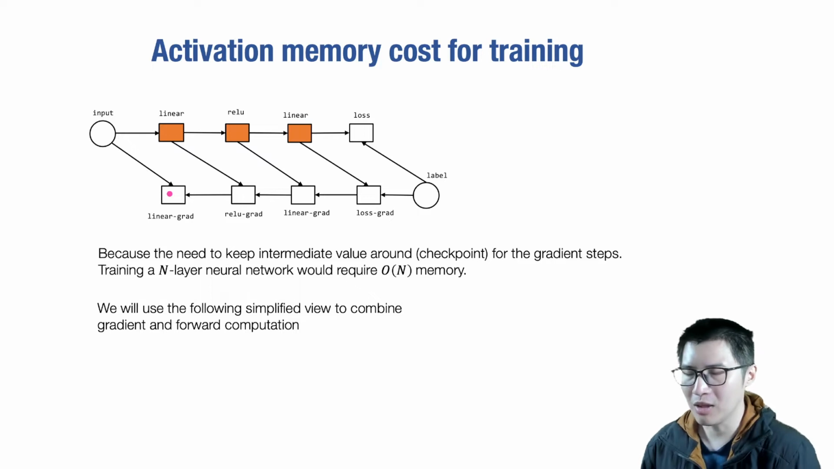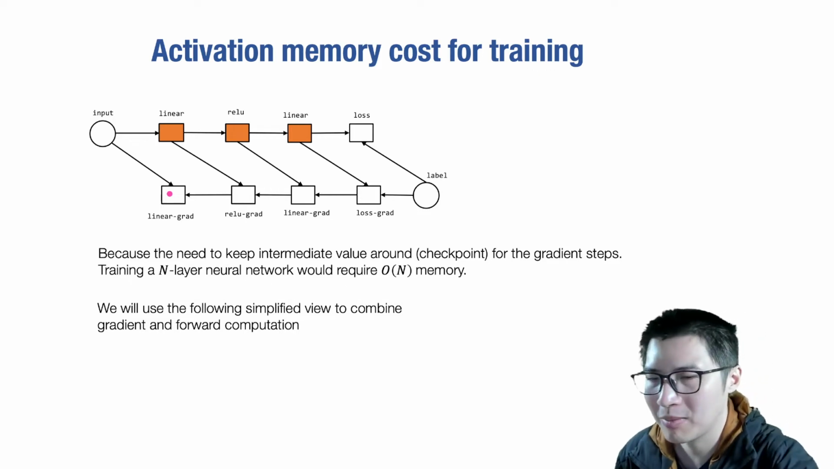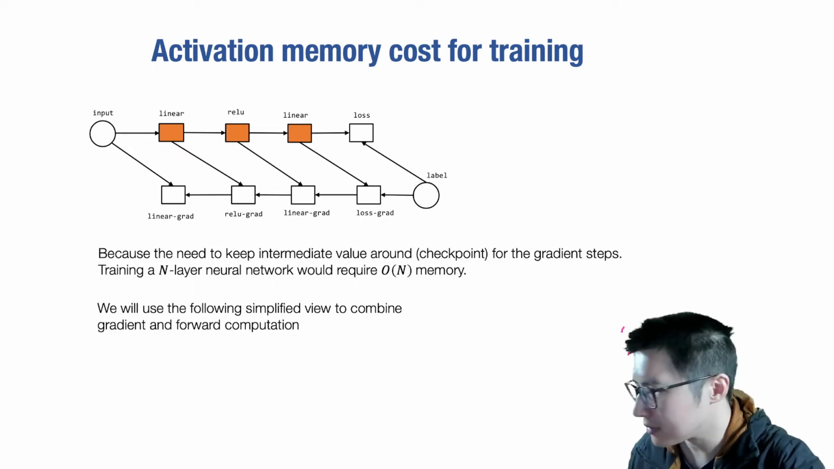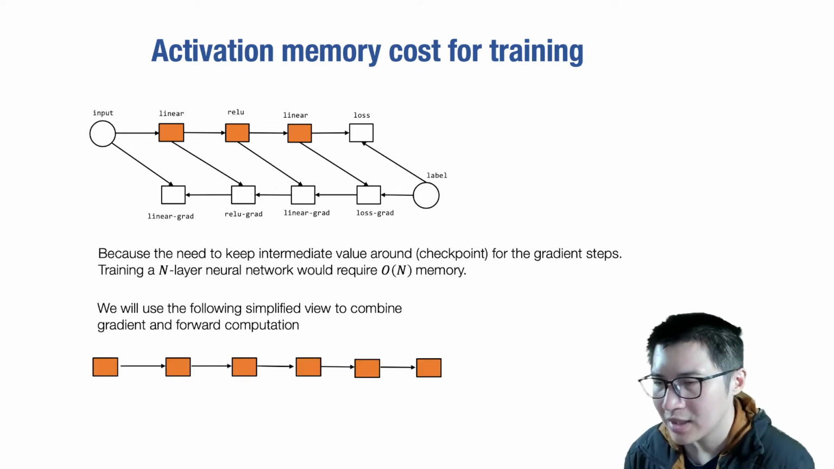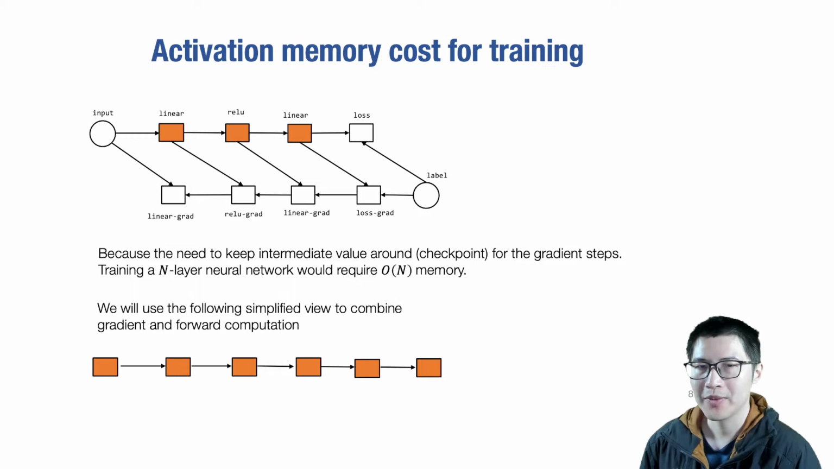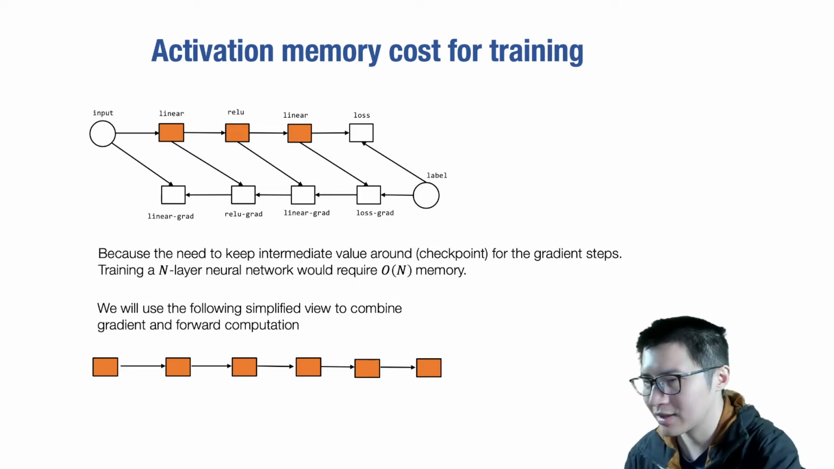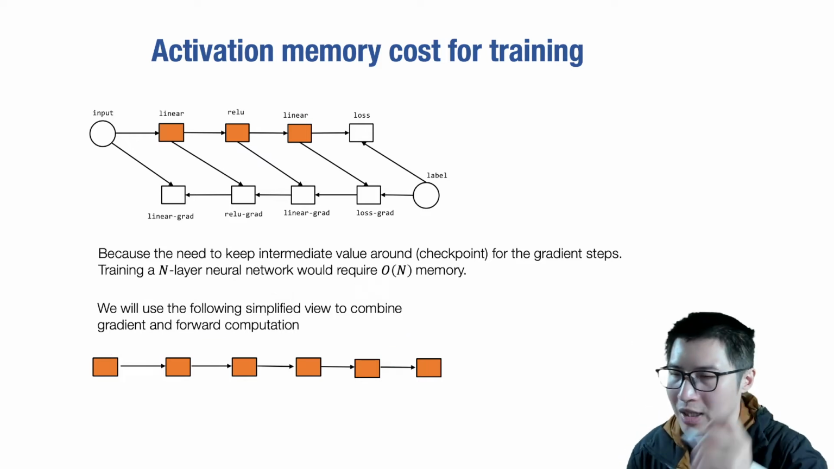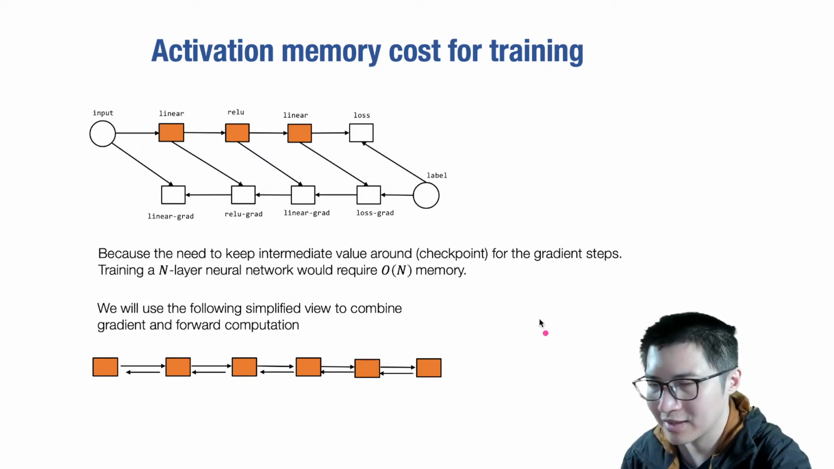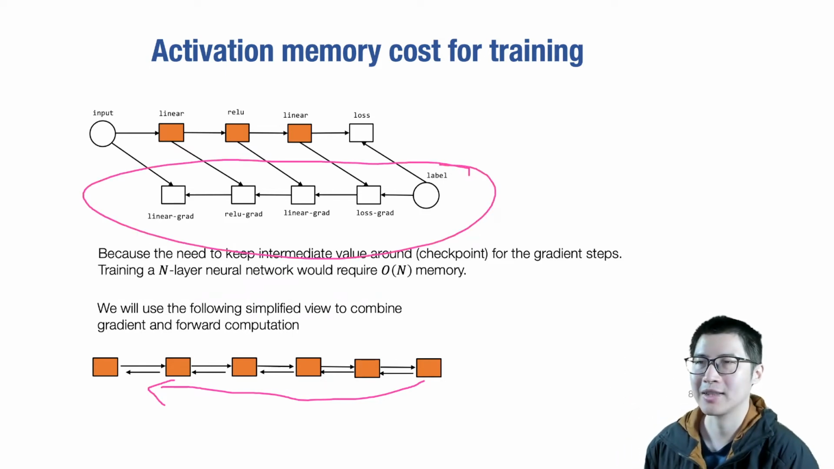So, what is the possible technique here? And one interesting fact is that, yes, there is a way to reduce overall memory consumption here. And in order to simplify the introductions moving forward, I'm going to use an even more simplified view to try to combine the gradient and forward computation. So in this case, I'm going to use this to indicate the forward computation. I'm going to directly use this backward arrow to indicate this gradient computation path in here.